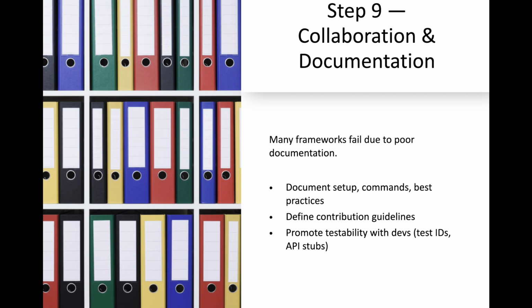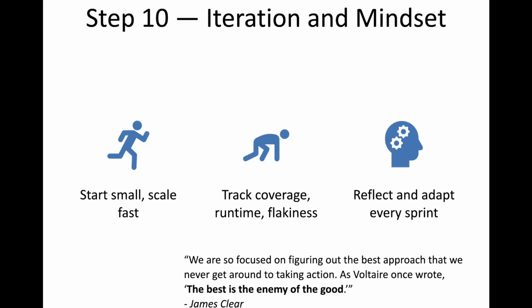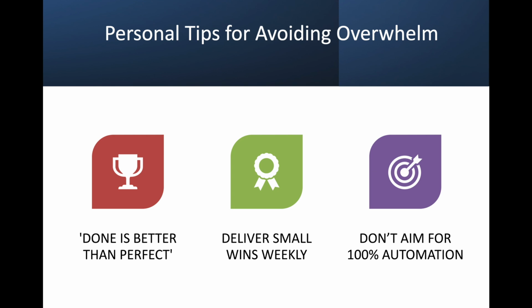Quote of the day: the best is the enemy of the good. Don't wait for perfection. Automate a little, ship and improve. Track what matters: coverage, speed, and reliability. Make space to reflect each sprint, and adapt. And my personal tips for avoiding overwhelm: done is better than perfect. Deliver small wins every week, accept that not everything should be automated. Automation is a journey. Be kind to yourself and to your team.